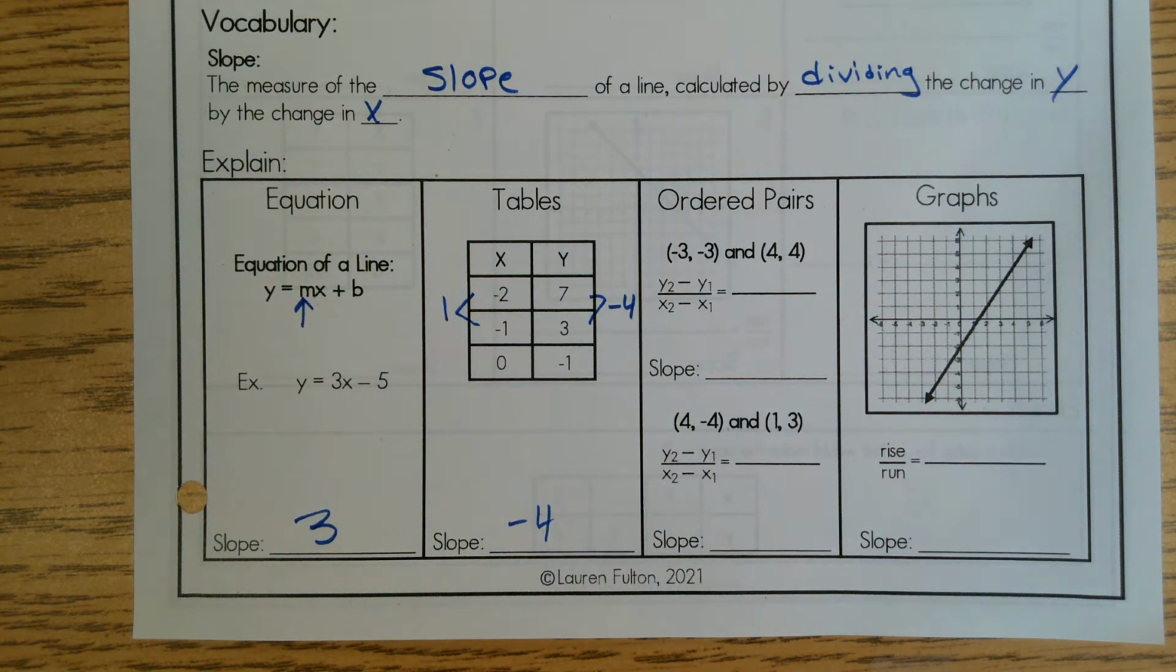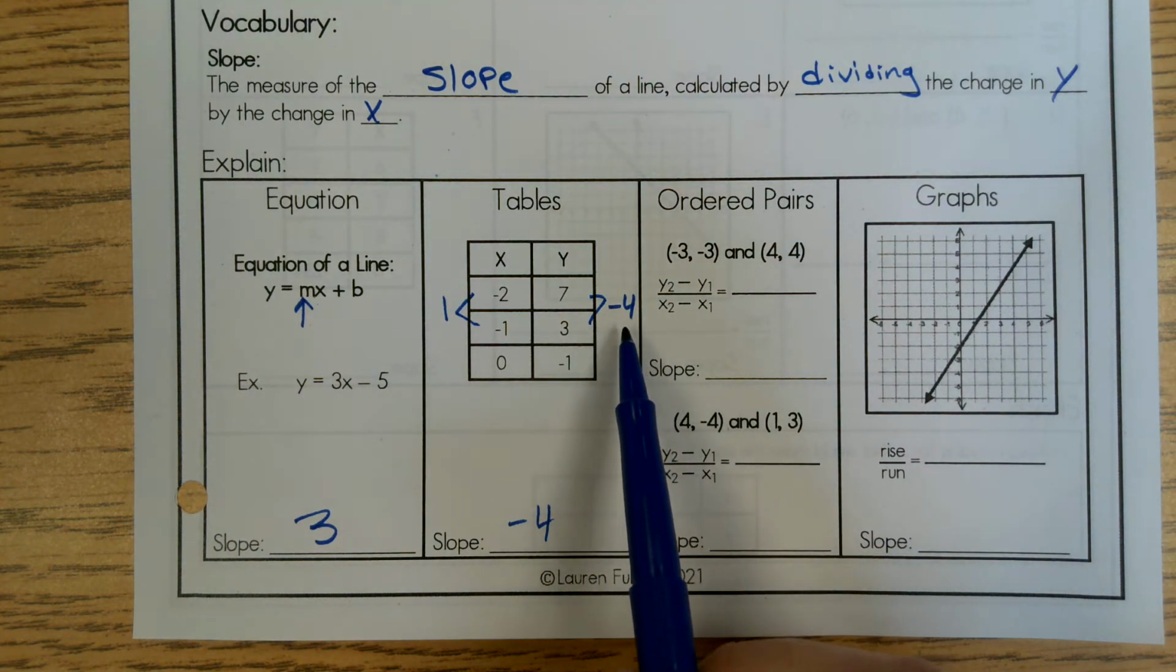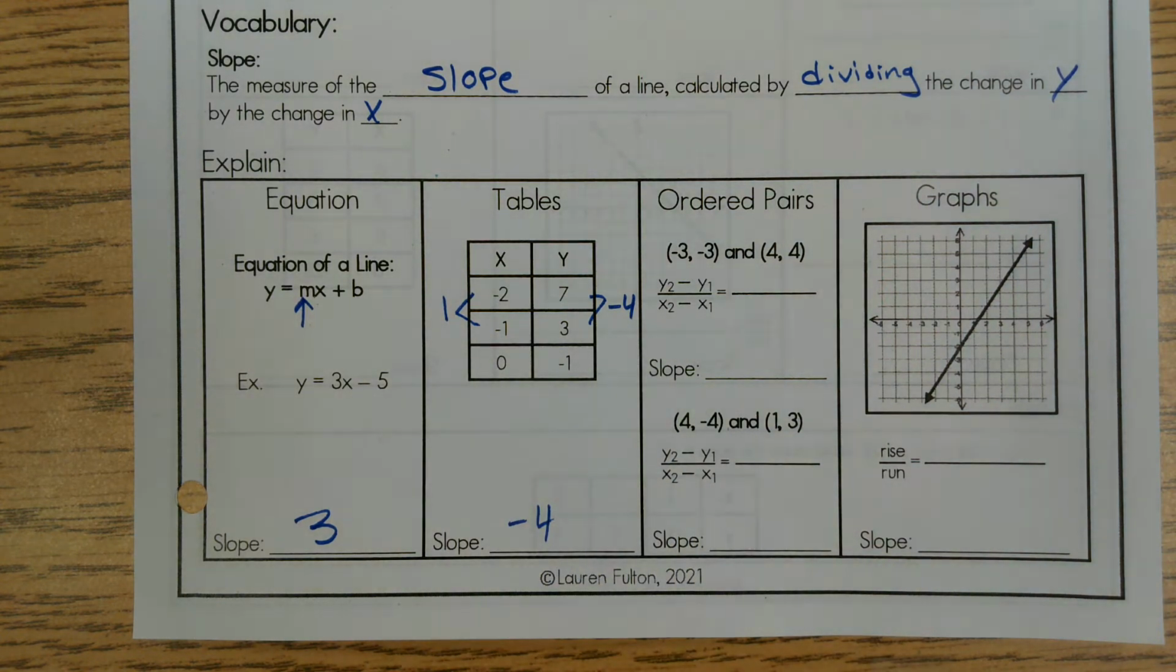So finding slope using a table is actually a lot easier than you'd think. Using the tables to find if a function was linear, which we did a few weeks ago, is a lot harder than just simply finding slope. You're just looking for the change in the y, and you want to divide that by the change in the x.